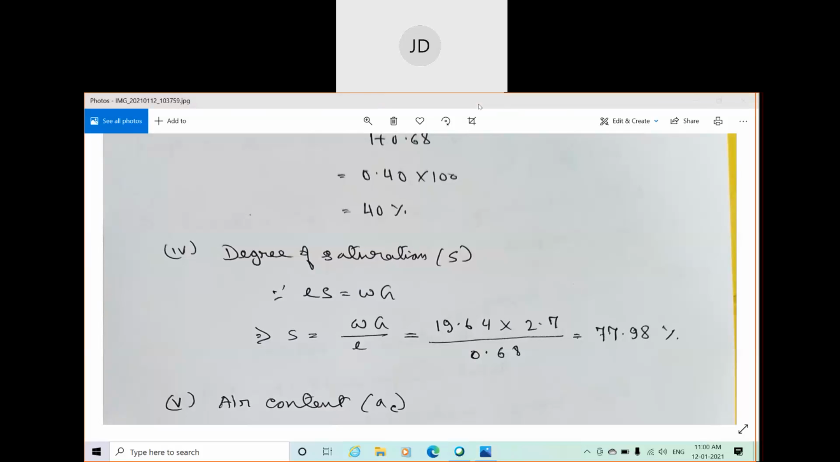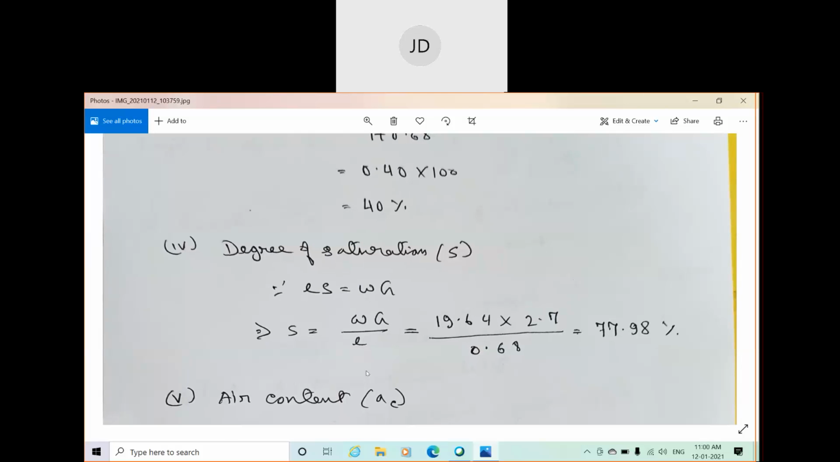At the end, we need to find out air content. You can go by the definition of air content, but there is a relation between air content and degree of saturation. Anyone know that relation between degree of saturation and air content? You can just write in the chat box. I'm waiting here. If you know degree of saturation, how can you find out air content? Anyone?